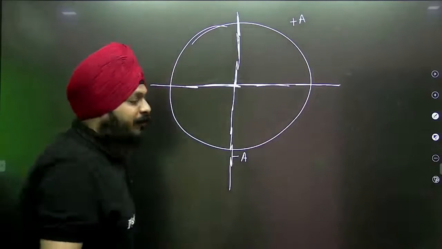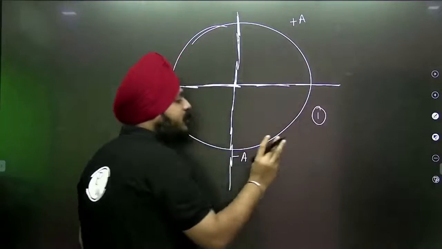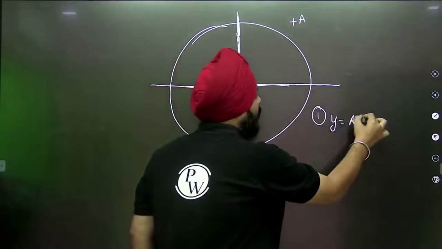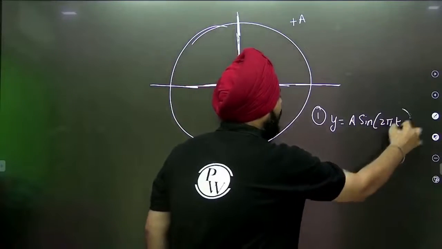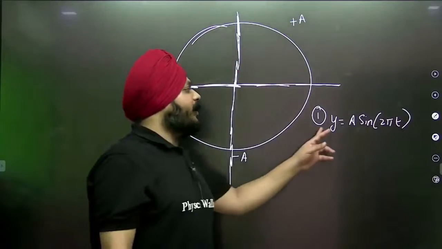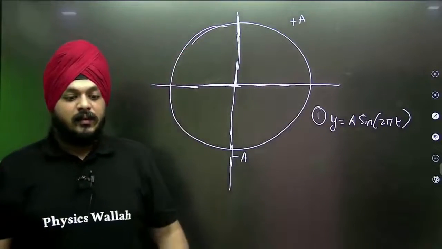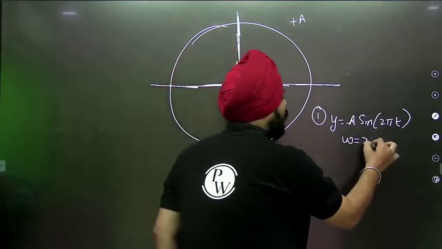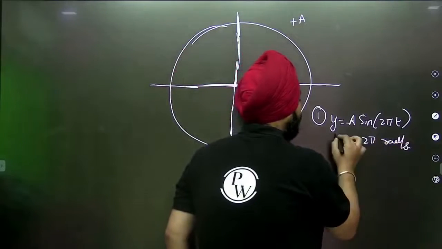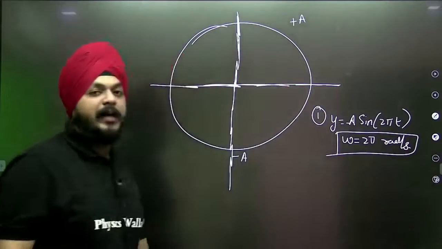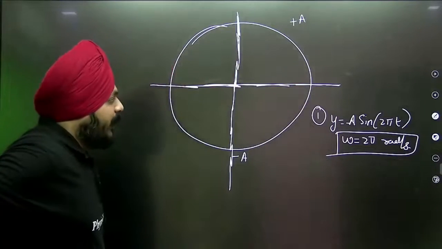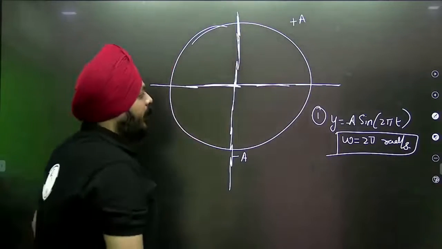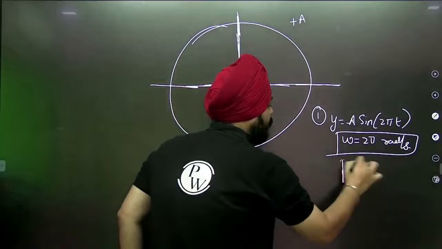Suppose I want to draw the phasor diagram for the equation y is equal to a sine of 2 pi t, a particle that is performing the SHM, and that equation is represented by this. A is the amplitude. What is the value of omega? Omega is equal to 2 pi radian per second. So this is plus A now. Initial phase is 0. It means what?